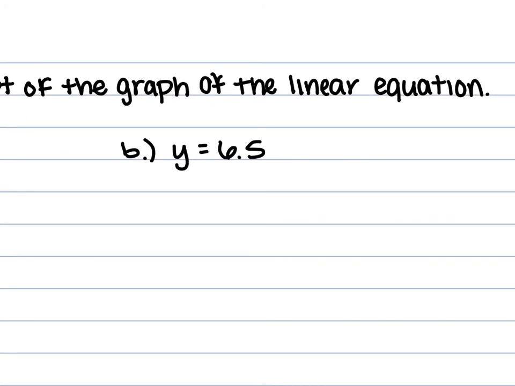For B, we have y is equal to 6.5. So we do not have something times x here, so our slope would be 0. And then our y-intercept, or our b, is just the ordered pair (0, 6.5).